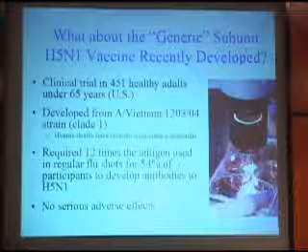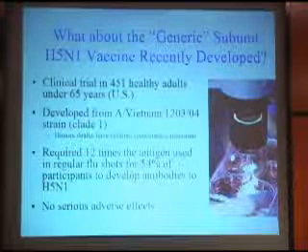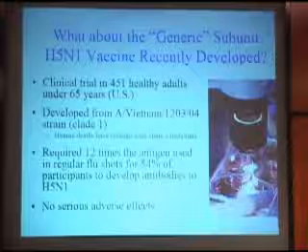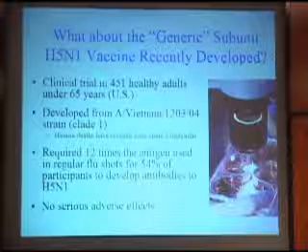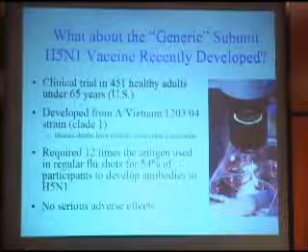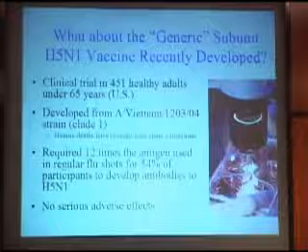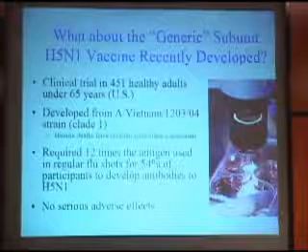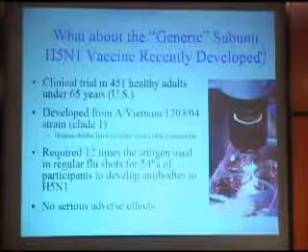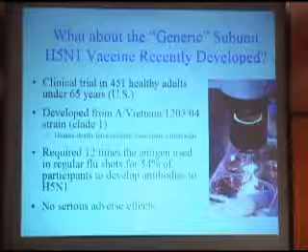It required 12 times more antigen than is used for a seasonal flu vaccine. And of the healthy, relatively young people, only about half of them developed antibodies. So at this amount of antigen, they could not make vaccine for a lot of people. But at least it was an initial study to see if it worked, and it was safe.